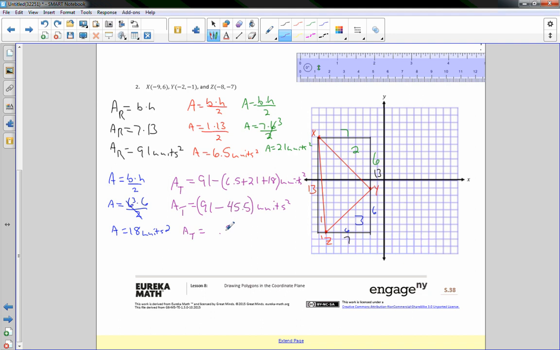So the area total is 0.5. And if I put a 91 here and I have to borrow and make that a 10, that's 5. So I'd have to borrow again to get that 8. That's a 545. Okay, 45.5 units squared.